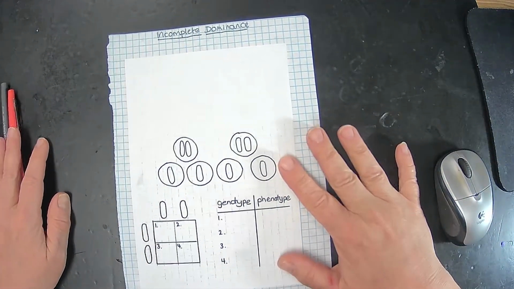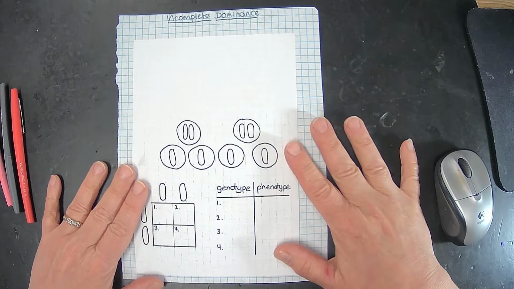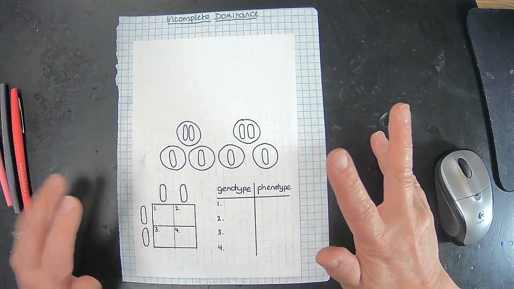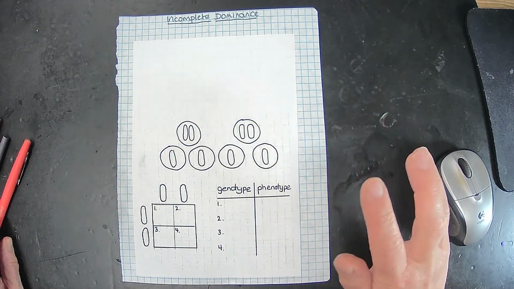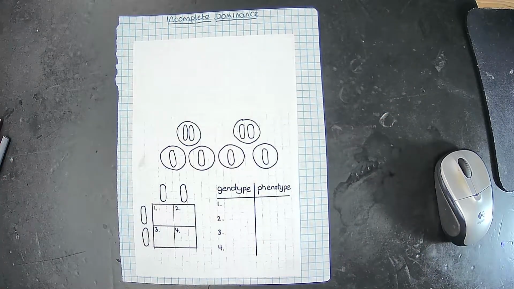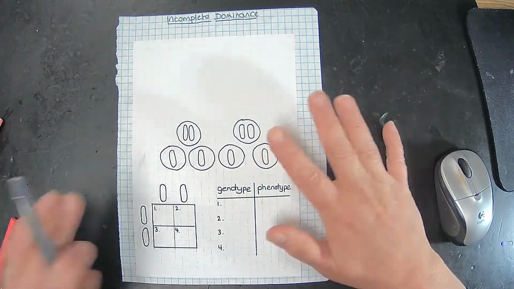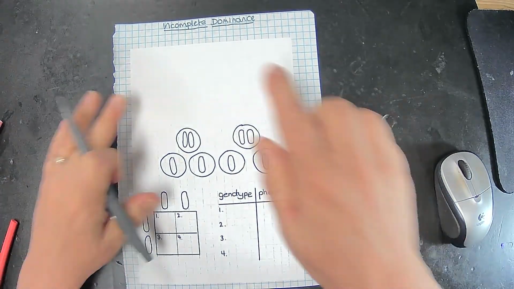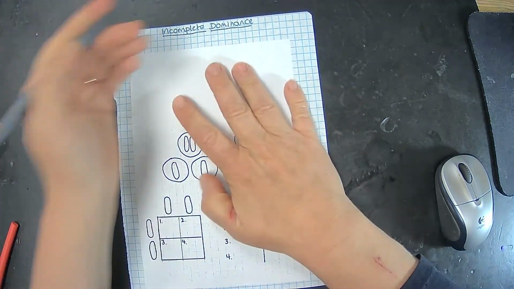Okay, so we talked about codominance, where you see both characteristics, both alleles in the phenotype of the heterozygous person, or the plant or flower or whatever it is. That's what codominance is. Incomplete dominance is similar but not the same.